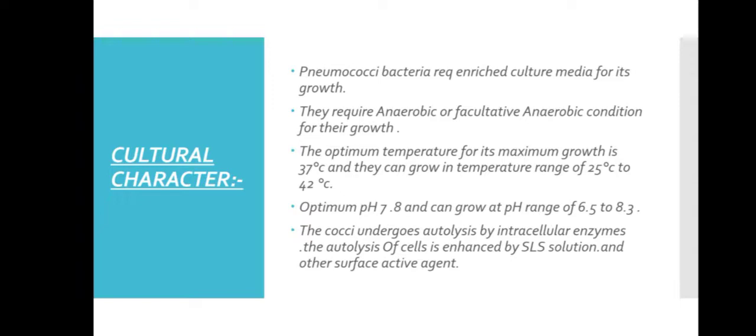The cocci undergo autolysis by intracellular enzyme. The autolysis of cell is enhanced by SLS solution and other surfactant active agents. Here SLS means sodium lauryl sulfate solution.